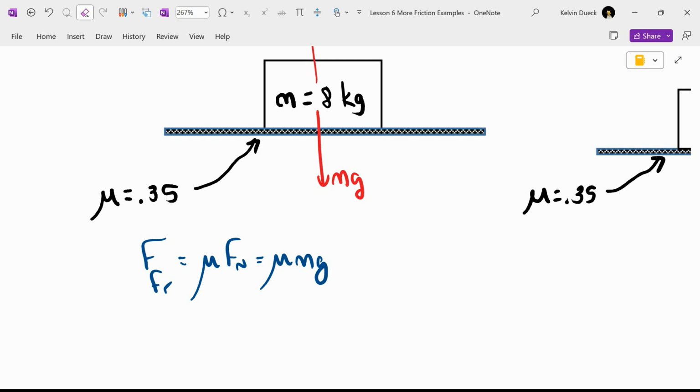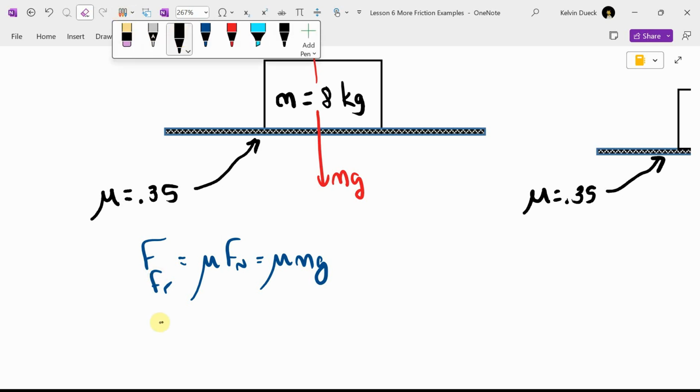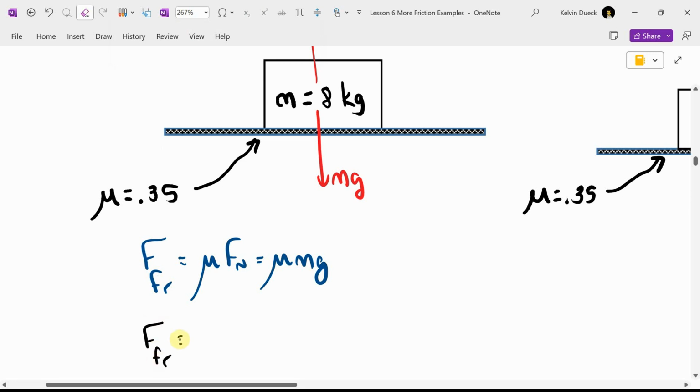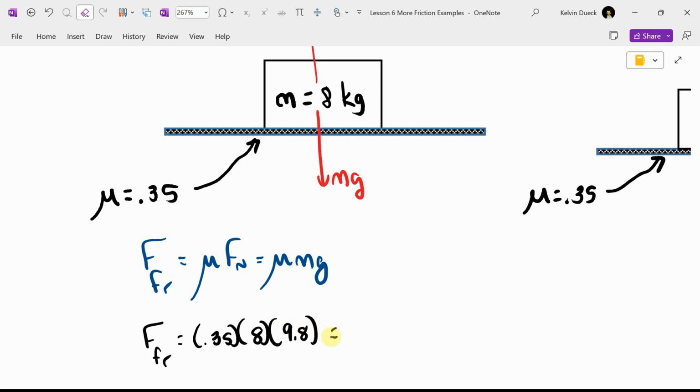Okay? Lorenzo, what's mu? I don't know. Oh, they drew it in the picture. How big is the coefficient of friction? How sticky is this surface? What's m? What's g? What's the biggest friction can be? Crunch it, please.